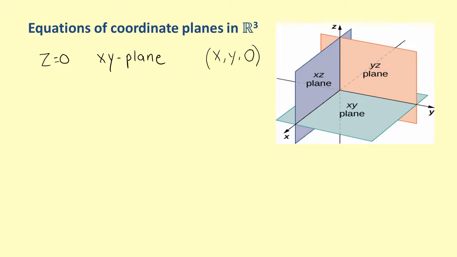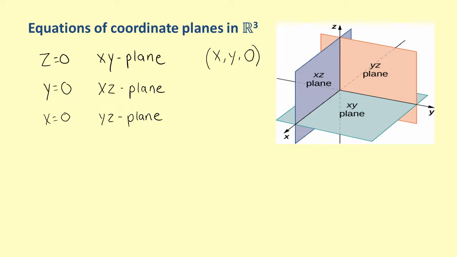In a similar manner, the xz plane is described by all points having a y-coordinate of 0. Thus, the equation y equals 0 defines the xz plane. Likewise, the yz plane is described by all points having an x-coordinate of 0. Thus, the equation x equals 0 defines the yz plane.